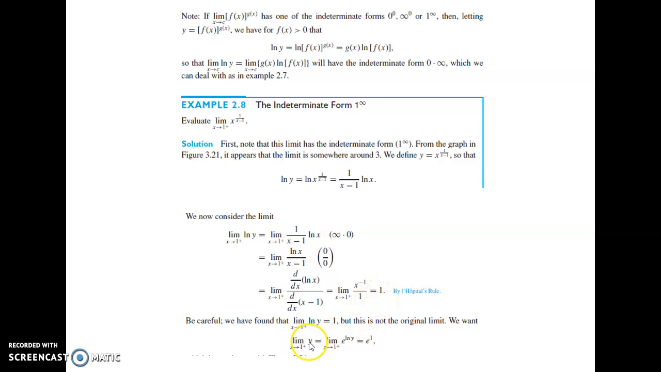So to find the limit of y, I will take the inverse of that. So e raised to ln y. So e raised to 1 is the answer, not this. So this 1 is the limit of ln y, and this e is the limit of y.